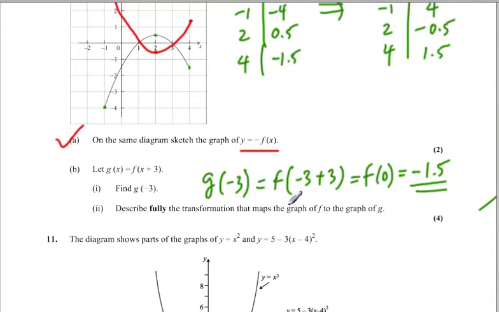Describe fully the transformation that maps f to the graph of g. So basically we're going from f to g, and as we can see, the transformation is simply a horizontal translation 3 units to the left. I'm just going to write HT, but you're going to write horizontal translation on your test. Left 3 units. Okay, so that's number 10.